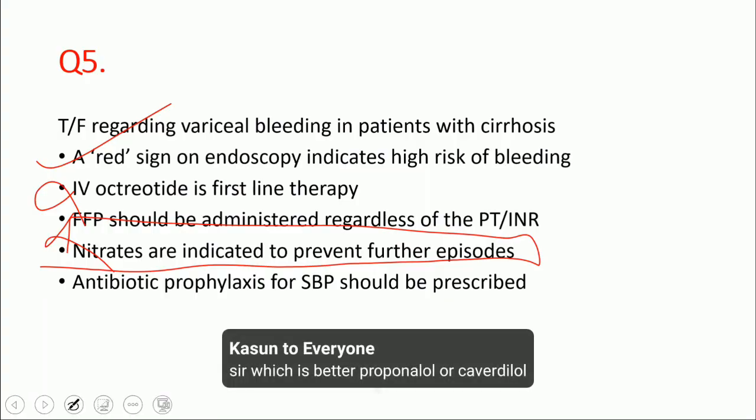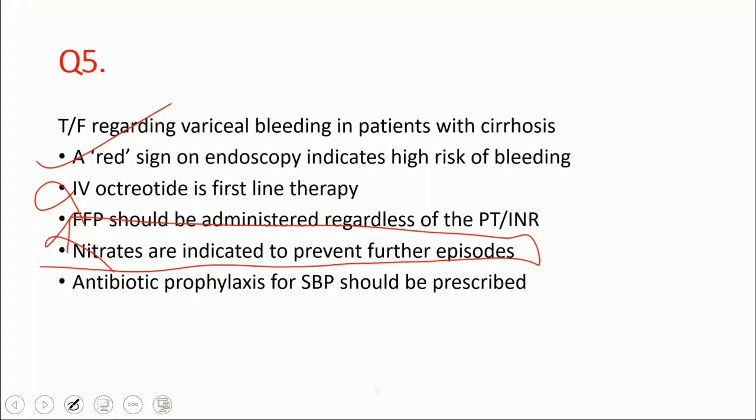Okay, sir. And there are several questions about what is better, carvedilol or propranolol. The evidence there is not very clear, but there is a slight tendency to give carvedilol, right? People think it's a bit more effective, but nobody's going to ask that hopefully from you, because the evidence is not very clear cut in that area. The carvedilol propranolol comparison is not very clear, so don't go behind that too much.